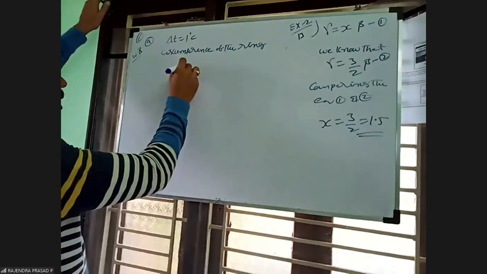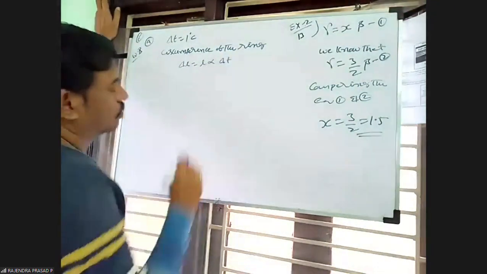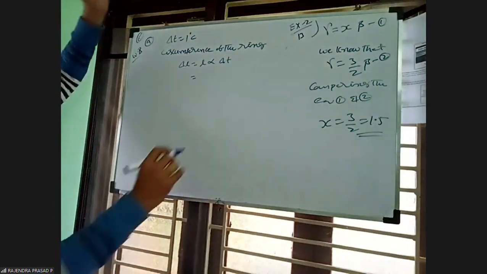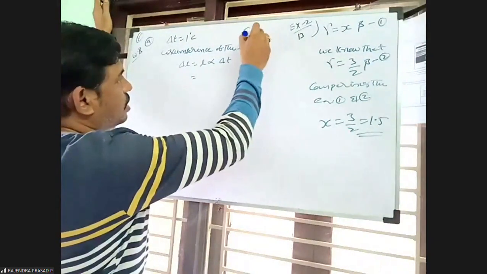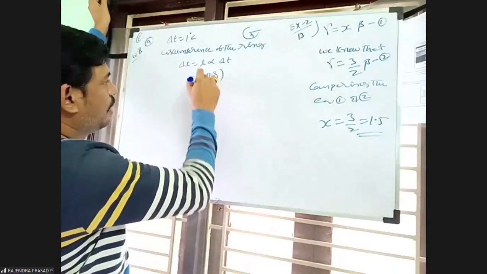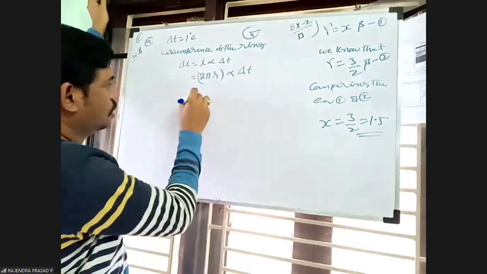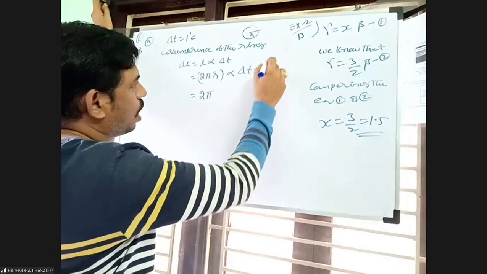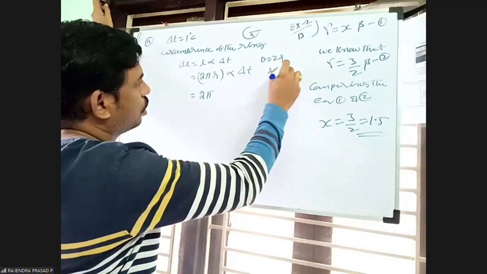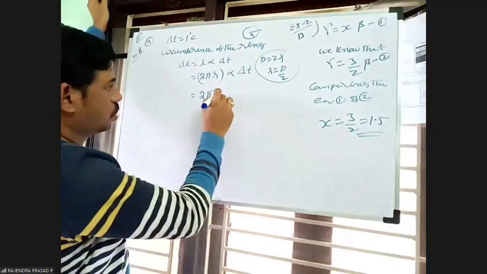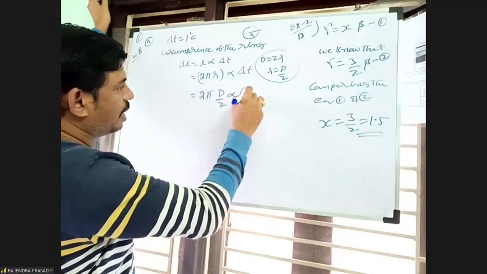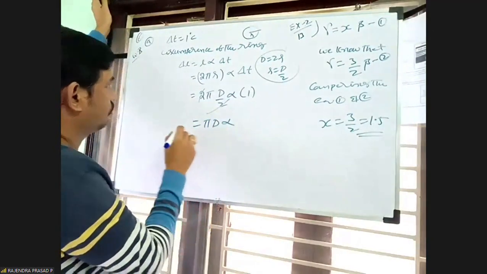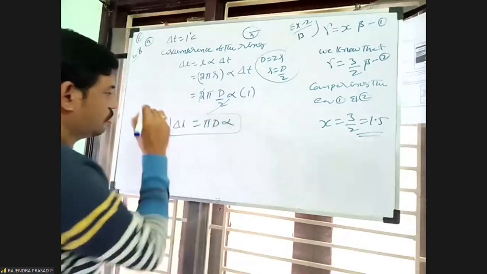Delta L is equal to L alpha delta T. What is L? This is the ring, the circumference of the ring, radius is R, so 2 pi R. So 2 pi R into alpha delta T. D is equal to 2R, so R is equal to D by 2. So D by 2 into alpha, temperature difference 1 degree C. The 2 cancels, so the increase in circumference of the ring is pi D alpha.